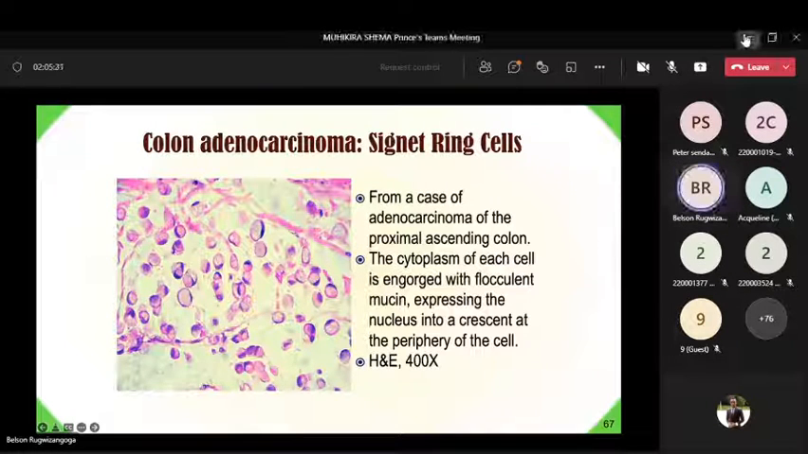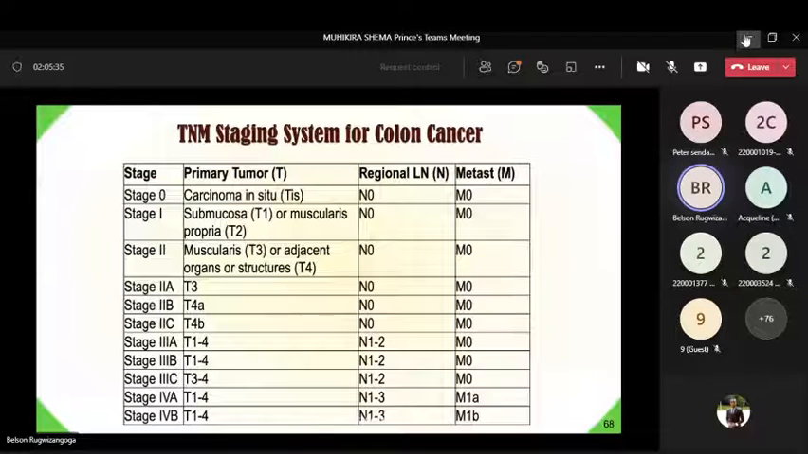So for the staging, the principles are the same as for the previous organs, such as the stomach. For the stomach, I have not shown, but the principles are the same here as in the colon and esophagus. So staging, the grouping of the stage is based on the status of the tumor, the regional lymph node, and the metastasis.